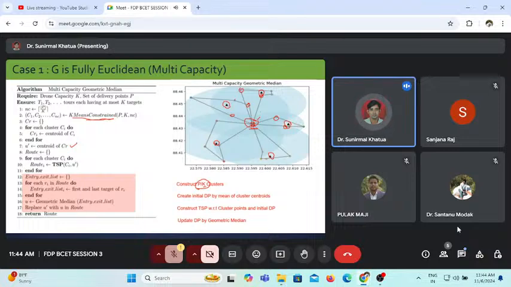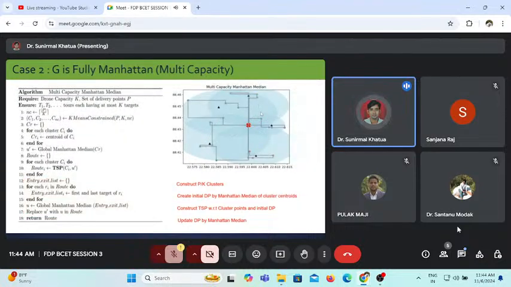So that one can be a good idea if all the points fall in the Euclidean space, and we have a capacity of k. Now, if it is a fully Manhattan space, then we can follow similar things, but when we are forming the tour within the cluster, we have to follow the Manhattan tour. So using a similar approach, we can handle the fully Manhattan space as well.